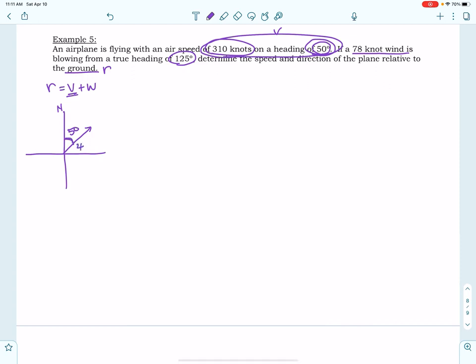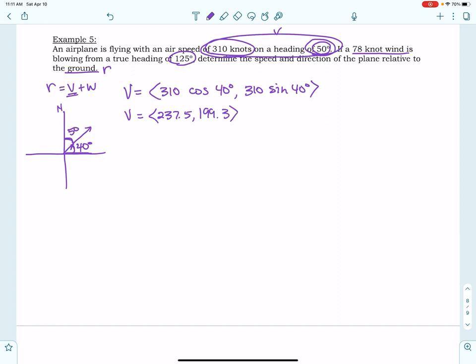That means the direction angle is going to be 40 degrees because it starts at positive x and goes to the vector. So V is going to equal 310 knots times the cosine of 40 degrees, 310 times the sine of 40 degrees. So the airplane's original velocity vector is this right here. And now we're looking at the wind.